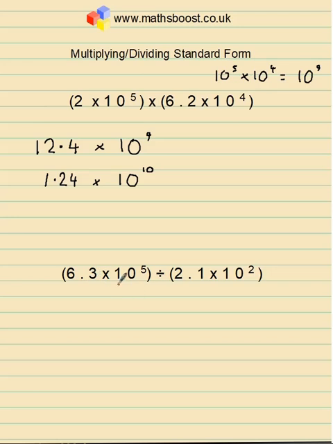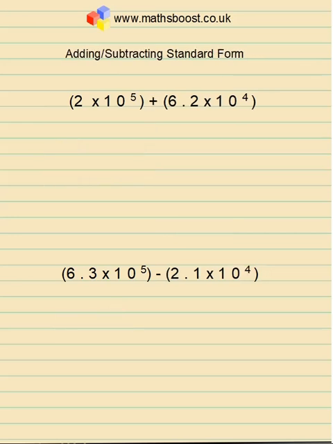Again, with division, we'll treat it separately. 6.3 divided by 2.1. Again, that can be a problem in and of itself. You might have to go away and do that with some separate working out, pen and paper. But I've been quite nice. It turns out to be quite a nice number. And we're back to the indices. 10 to the 5 divided by 10 to the 2. And again, we know that we would subtract in that case. Yeah, and so there we have that.